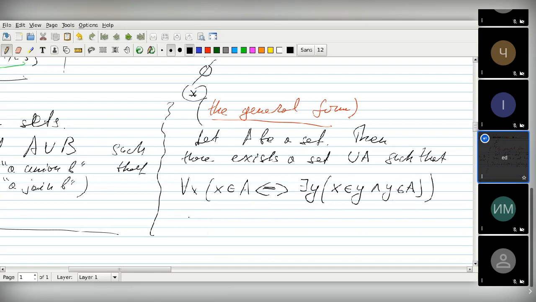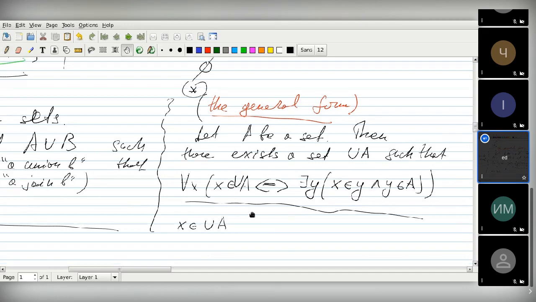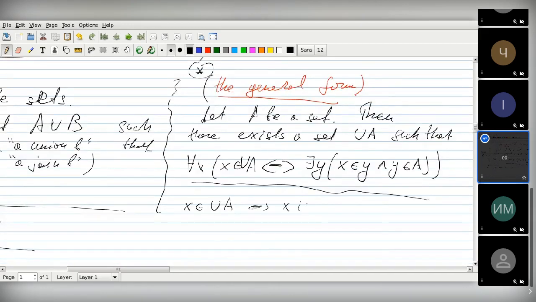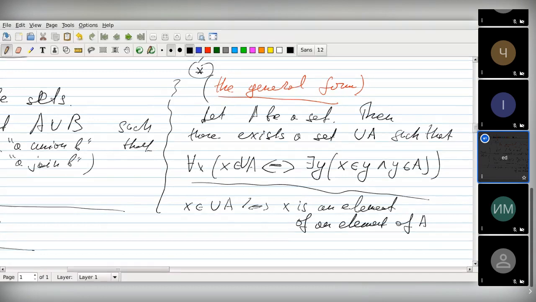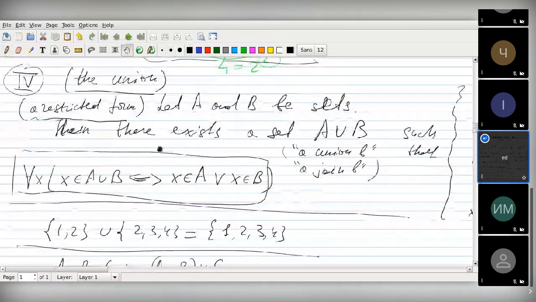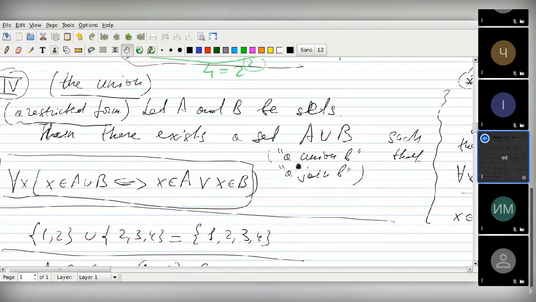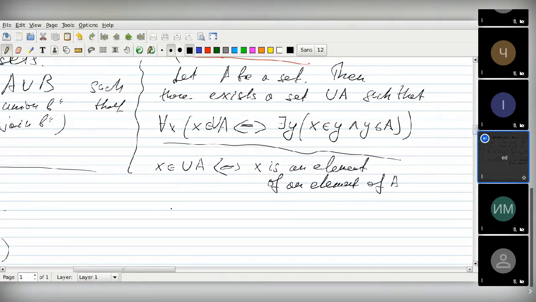So informally, that means X is an element of the union of A if and only if X is an element of an element of A. This is the main idea. This way, you may easily obtain our binary union as follows. A union B is just the union of this set.